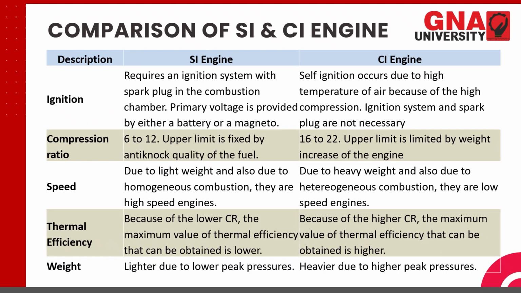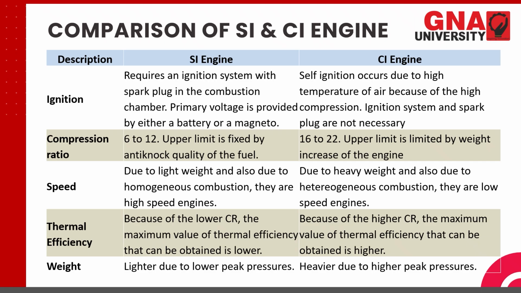Then the next difference is on the basis of ignition. SI engine requires an ignition system with spark plug. Primary voltage is provided either by battery or magneto, or in recent cases electronic ignition is also possible by the use of ECU. In CI engine, self-ignition occurs due to the high temperature of the air because of high compression. Ignition system and spark plug are not required. Instead, we require the fuel injector.